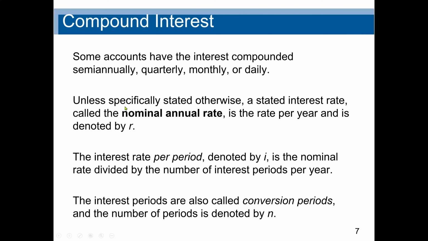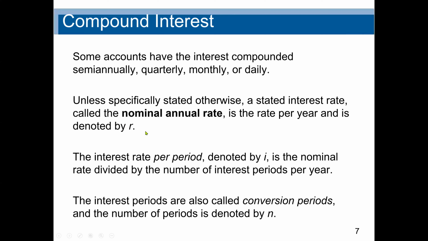So here we say, unless specifically stated otherwise, the stated interest rate is called the nominal annual rate. So annual means it will be per year. So it's the rate per year and it's denoted by R. So in our calculation, as we saw in the first example, R is the rate. 9% means 9% annually. For 4 years means we get 9% annually for 4 years. But again, if it's stated that semi-annually, then the N will be half of it.